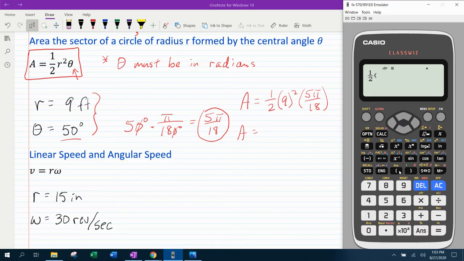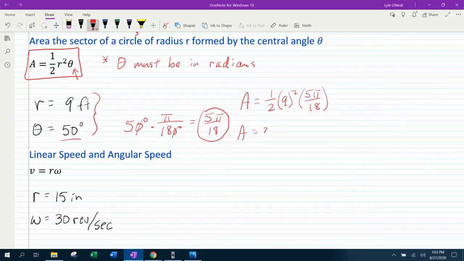1/2 times 9 squared times 5 pi over 18. Now, some of you may be watching this and thinking, do I have to input it like that with the parentheses, or can I just use a times symbol? You don't have to use the parentheses. You can, or you can just put a multiplication symbol in there. Either way is going to work. And then if I hit equals, it's going to give me the exact answer in terms of pi. I'm going to have to hit the SD if I want a decimal.